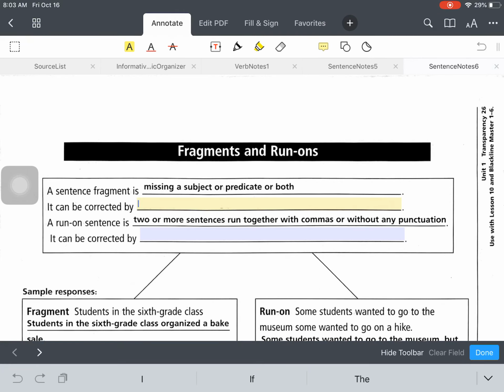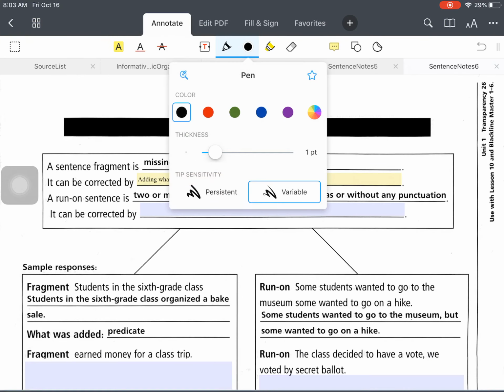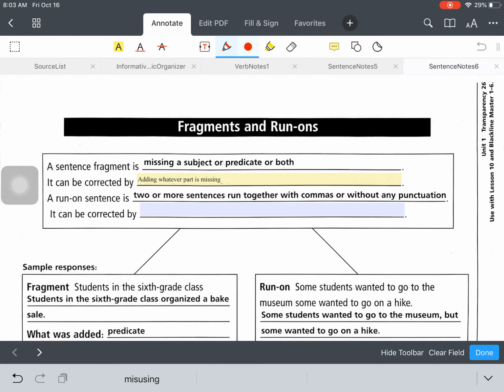So these can obviously be corrected by adding whatever part is missing. A run-on sentence is a little more complicated. So a run-on sentence is two or more sentences run together with commas, or, and I really want to emphasize this because this is a big one, or without any punctuation. So if you guys are writing those compound or complex sentences, but you're not adding the appropriate commas, it is still considered a run-on sentence.